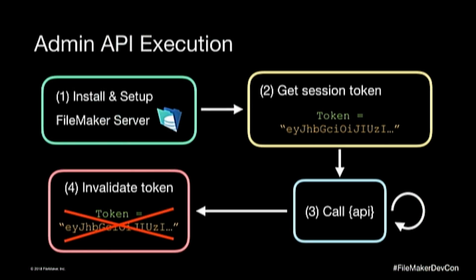So the flow of the execution is basically you install and set up your FileMaker server, but in terms of configurations that you have to do to make the admin API work, there really isn't any. You just need to make sure the server's set up, you've got valid custom certificates, and you have the admin server running, the database server is running, and then when you're ready, you can call an API, get your session token, and then use it to call whatever APIs you want. And when you're done, invalidate that token.